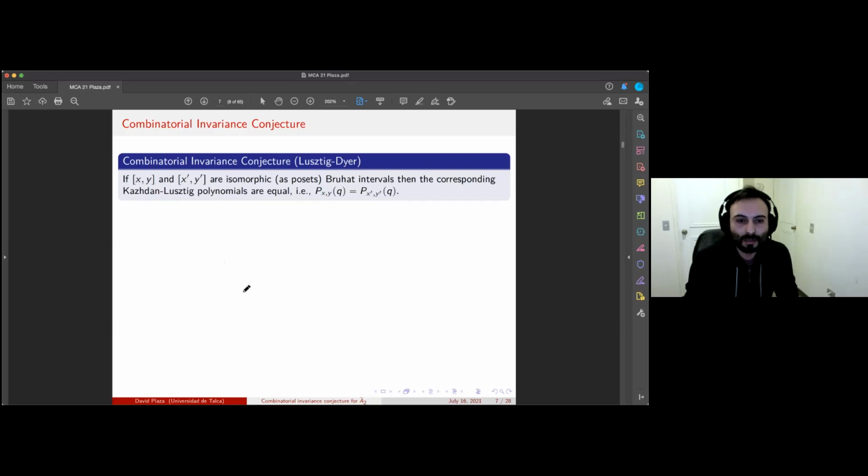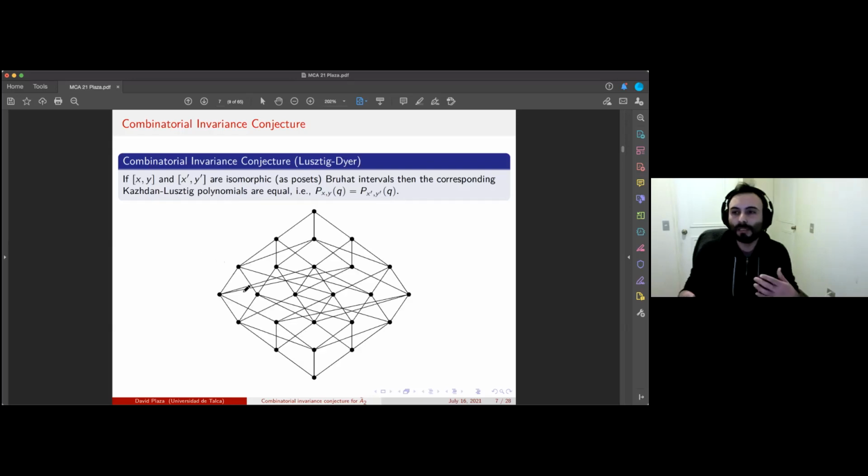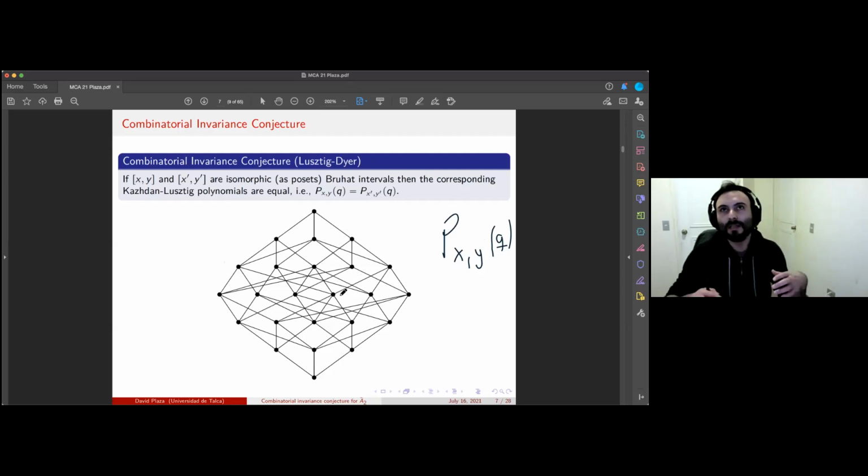Okay, so I think that if this conjecture is true, this would be quite surprising, and this is because we can reformulate the conjecture by saying that in a computation of a Kazhdan-Lusztig polynomial P_xy, the only information needed to perform this computation is the one in the Bruhat interval, but I mean in the unlabeled Bruhat interval.